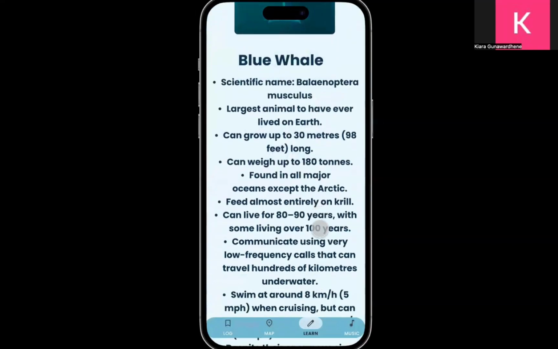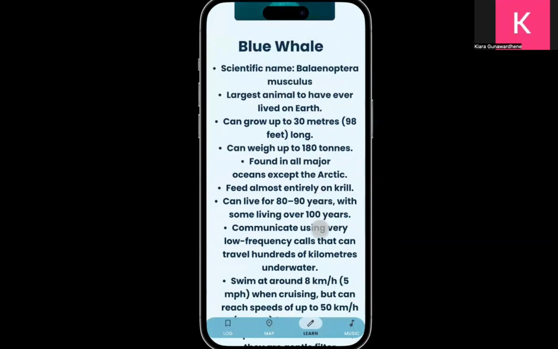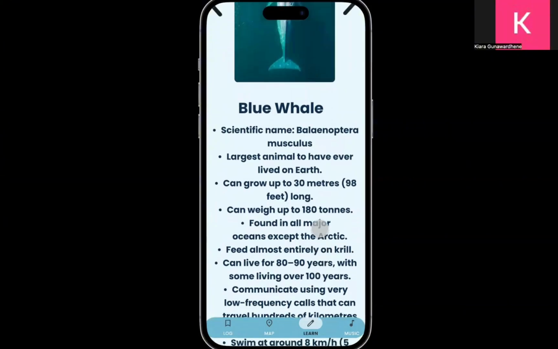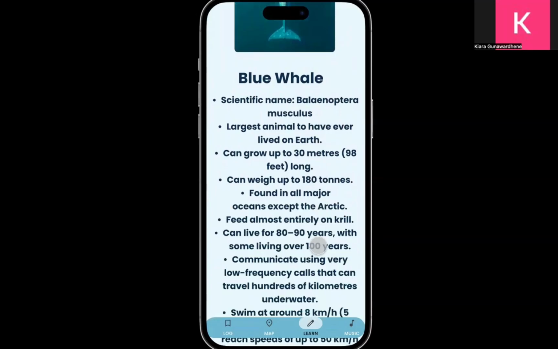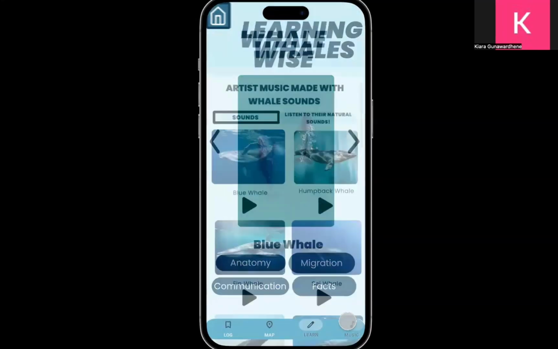Here, the user is given very simple, quick information, again in bullet points, for them to immediately understand. They can scroll through different types of whales and just see general information overall, just in case they're looking for a specific whale. Moving on, we are going to go to the music section.